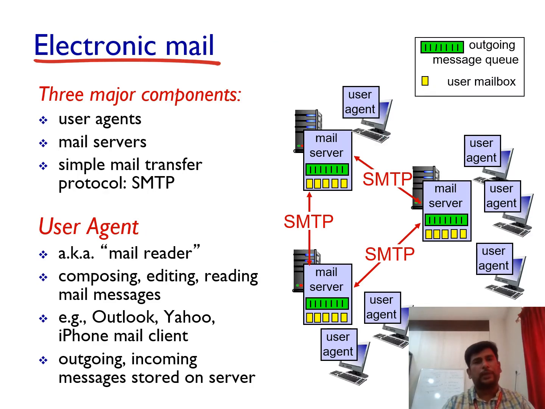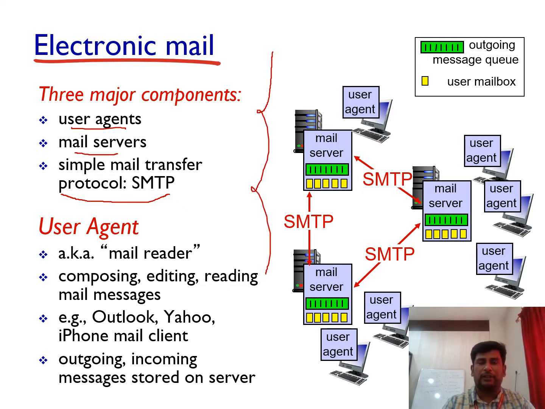In the electronic mail application, there are three important components, namely user agents, mail servers, and third and important one, simple mail transfer protocol. These three form the major components of electronic mail. Let's have a look at each of these individual components. Before that, this is the architecture of an electronic mail.